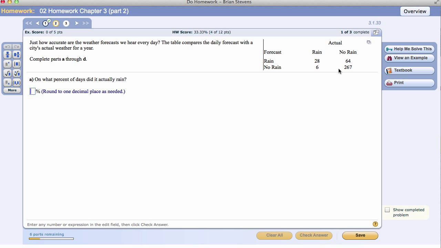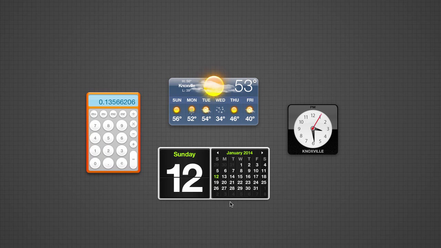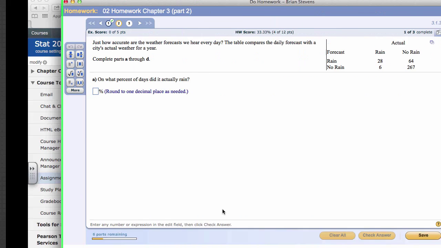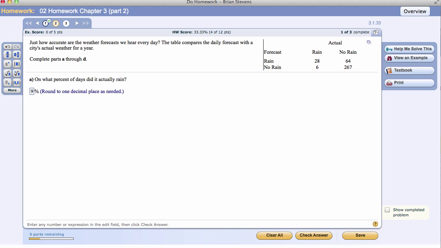So on what percent of days did it actually rain? That would be 28 plus 6 out of 365. It actually rained on 9.31% of the days. That'd be 9.3.